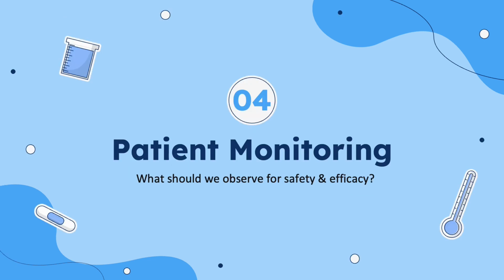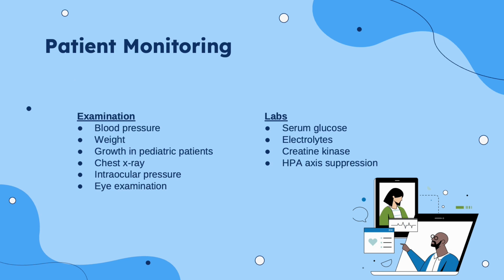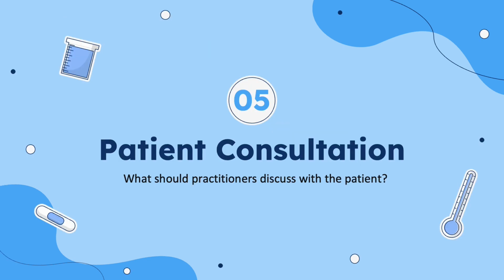Moving on to patient monitoring. What should we observe for safety and efficacy? First, for examination, we should examine blood pressure, weight, growth in pediatric patients, chest x-rays, intraocular pressure, and eye examination. For labs, we want to measure serum glucose, electrolytes, creatine kinase, and HPA axis suppression. Moving on to patient consultation. What should practitioners discuss with the patient?